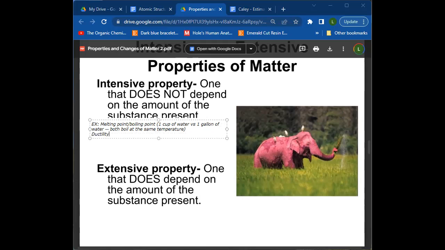Or, for example, ductility, malleability, conductivity, luster, etc. Those are all intensive because, for example, no matter how much iron you have, it's all going to be the same ductility, the same conductivity, the same luster.